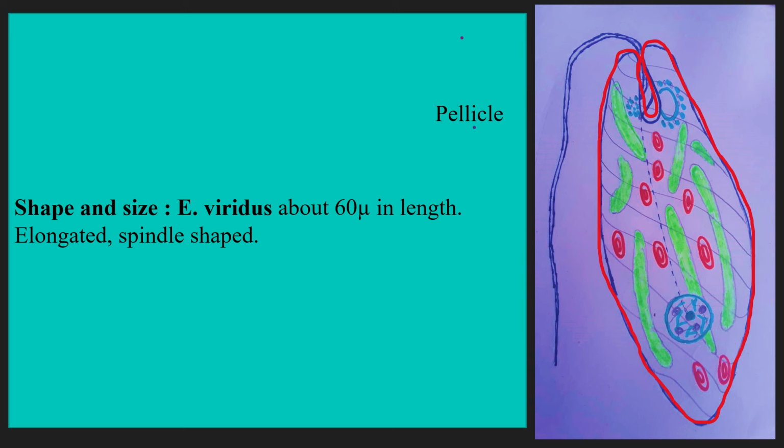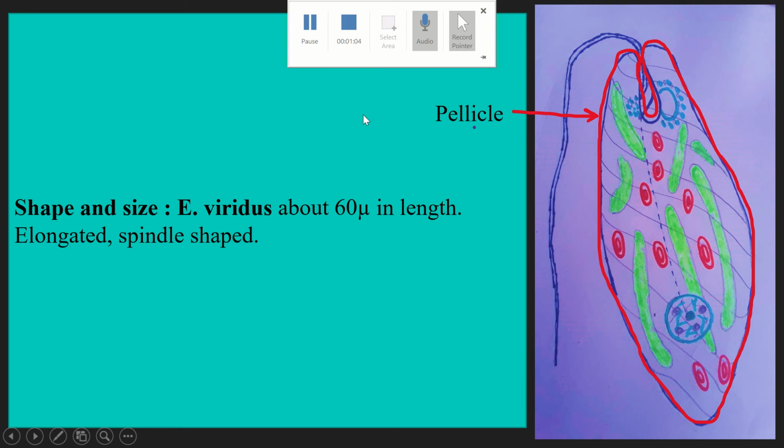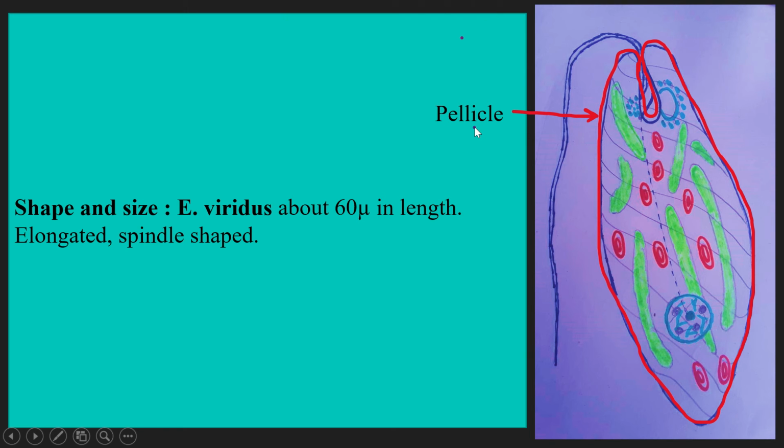The body of Euglena is enveloped by a thin, elastic, tough covering or envelope that is called the pellicle. The body is covered by this outermost envelope, the pellicle, which is thin, elastic and tough, and it is made of protein.